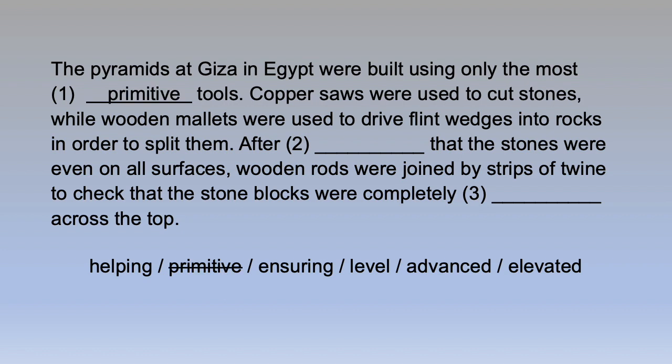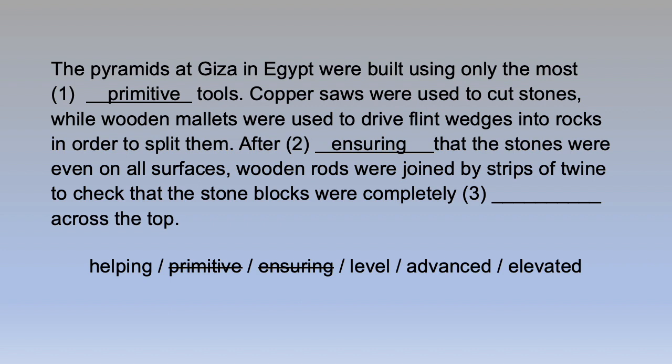We use the word primitive here in gap 1 because we are talking about the pyramids, which, as we all know, are very, very ancient structures. Primitive is also an adjective which modifies the noun tools. The other adjective here is advanced, but this doesn't relate back to the antiquity of the pyramids, so it is not a viable answer. For gap 2, we need the word ensuring.